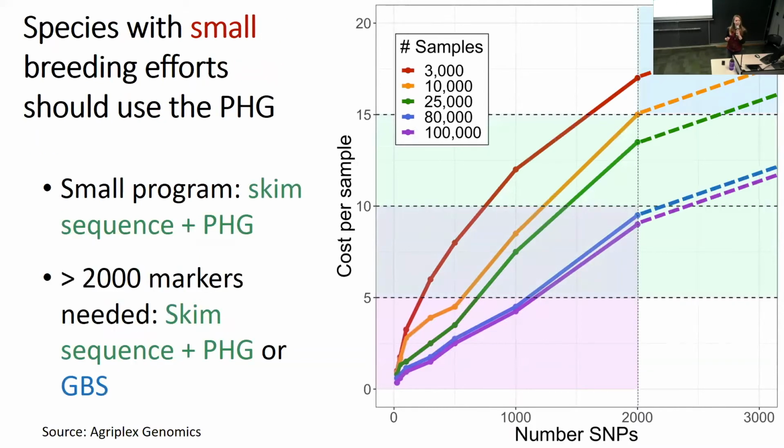And then last, if we're working in a small breeding program, we're following the red line here, and skim sequencing with the practical haplotype graph is really going to be the most effective option for us in this case.